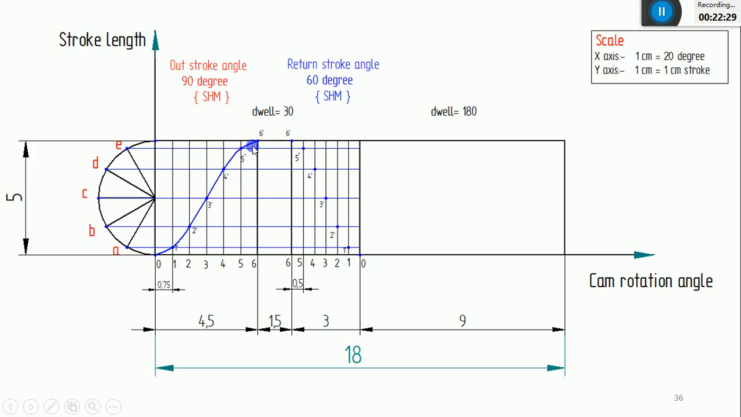And after that there is a dwell. So I'll draw the horizontal line here because there is no movement for the next 30 degrees of cam rotation. After that the follower will come down. It means the curve has to come down like this. Finally, after reaching the downward position, again there is a dwell. For the next 180 degrees, there will not be any motion of the follower.